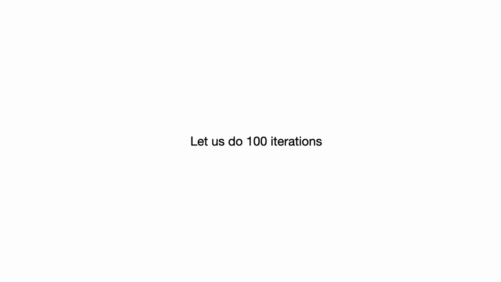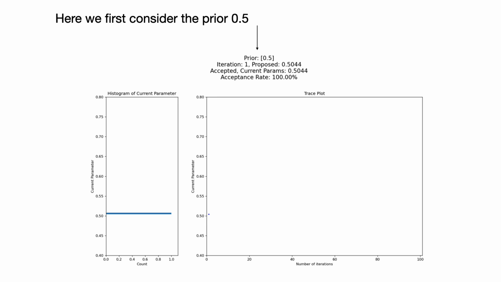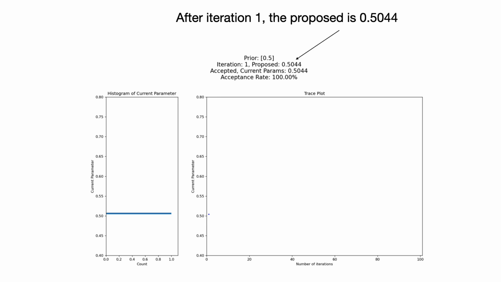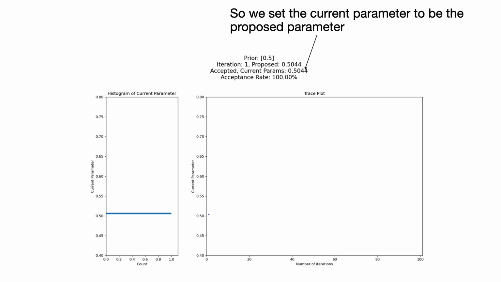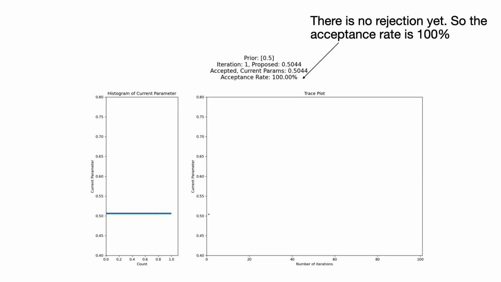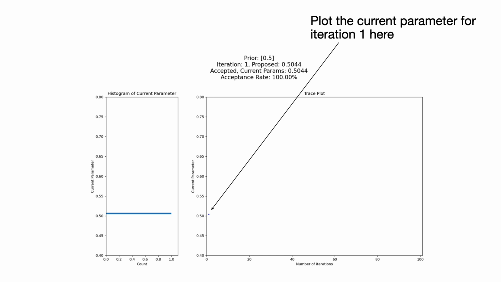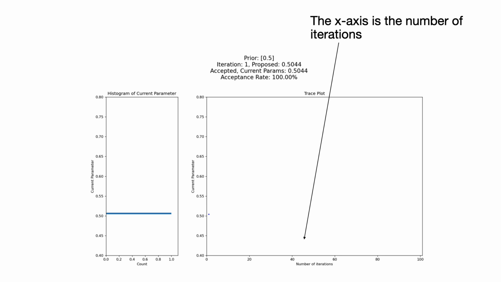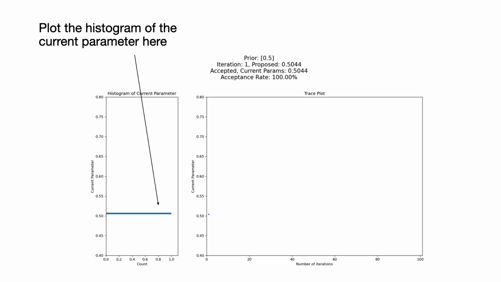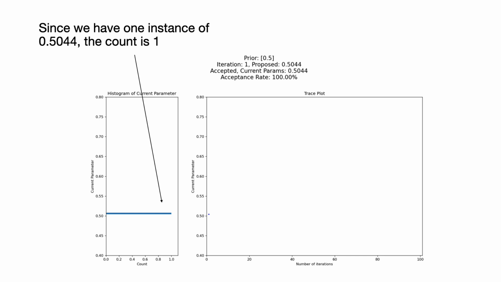Let's do 100 iterations. Here we first consider the prior 0.5. After iteration 1, the proposed value is 0.5044, which is accepted, so we set the current parameter to be the proposed parameter. Since we have no rejection yet, the acceptance rate is 100%. Plot the current parameter for iteration 1 here. The x-axis is the number of iterations. The y-axis is the current parameter. We will also record the histogram of the current parameter here. Since there is only one instance of 0.5044, the count is 1.